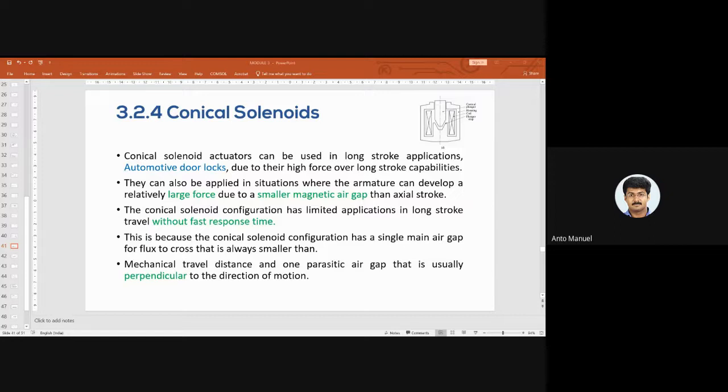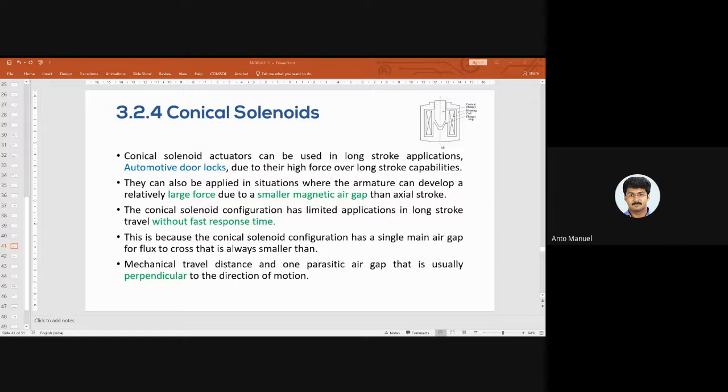Even though its response time is very high, it is mainly used for large force applications, and even though it has a low air gap inside the system, it is capable of producing large force. In outwards, the conical solenoid configuration has limited application in long stroke travel due to the lack of fast response time. We have already said that, and this is because the conical solenoid configuration has a single main air gap within the system, and the flux crossing is always smaller when comparing with the last three systems.